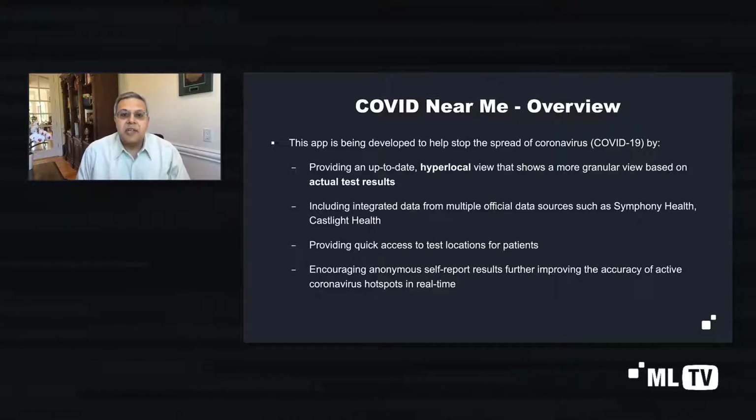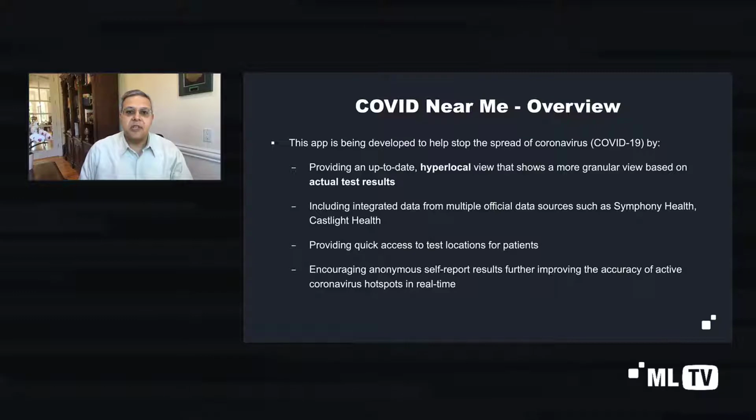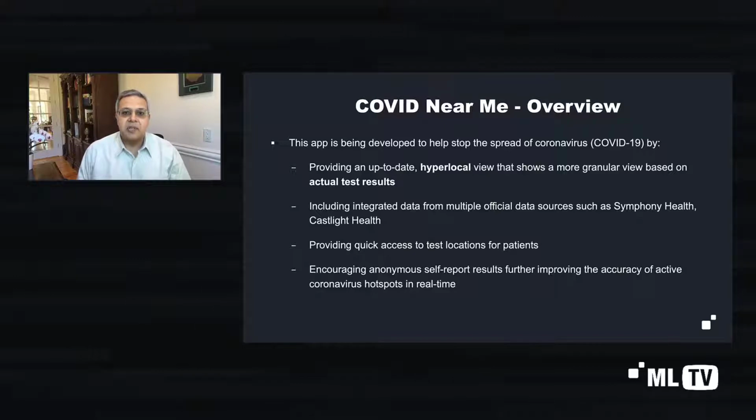We have integrated data from multiple data sources, including some of our partners, Symphony Health and Castlight Health. We are providing quick access to test site location data as well, so that you can figure out how to get tested if you feel the need to. And we're encouraging self-reporting so that you can help make the map more accurate and more up to date in real time. That self-reporting is, of course, completely anonymous and takes full advantage of MarkLogic's Data Hub security features.